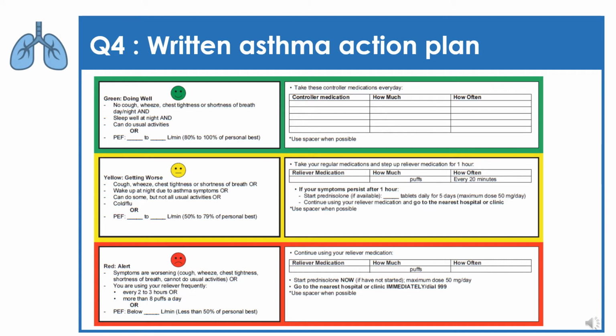And the last zone is the red zone, when her symptoms are worsening: her cough with chest tightness, shortness of breath, and she cannot do usual activities, or she keeps using the reliever frequently, which is every 2 to 3 hours or more than 8 puffs a day, or her PEF value drops to less than 50% of her personal best. So what does she need to do? She needs to continue using her reliever medication and start prednisone now, and make sure not to take more than 10 tablets in 1 day.